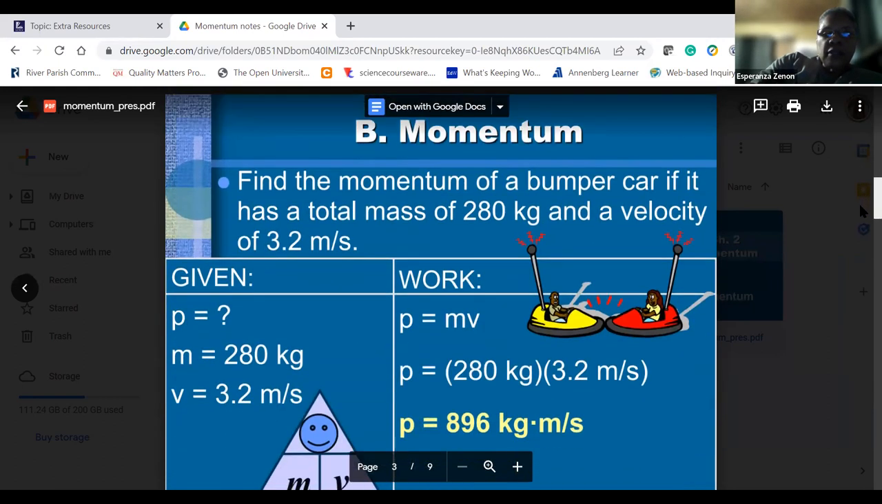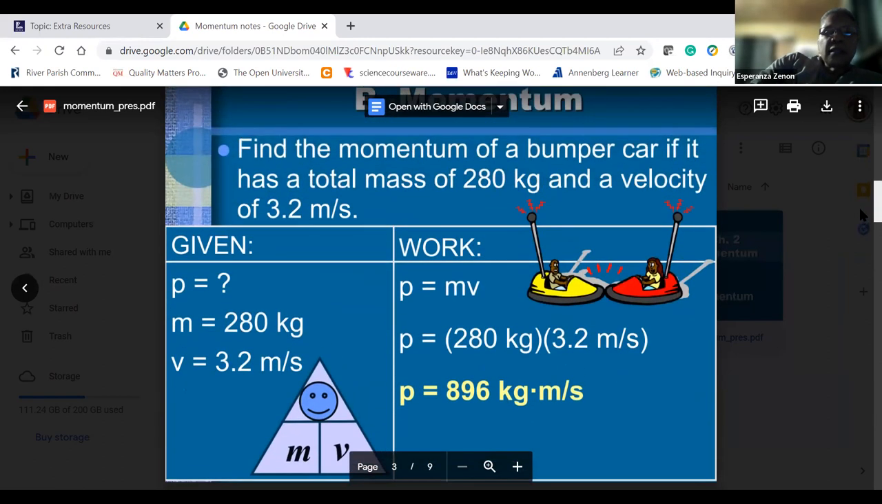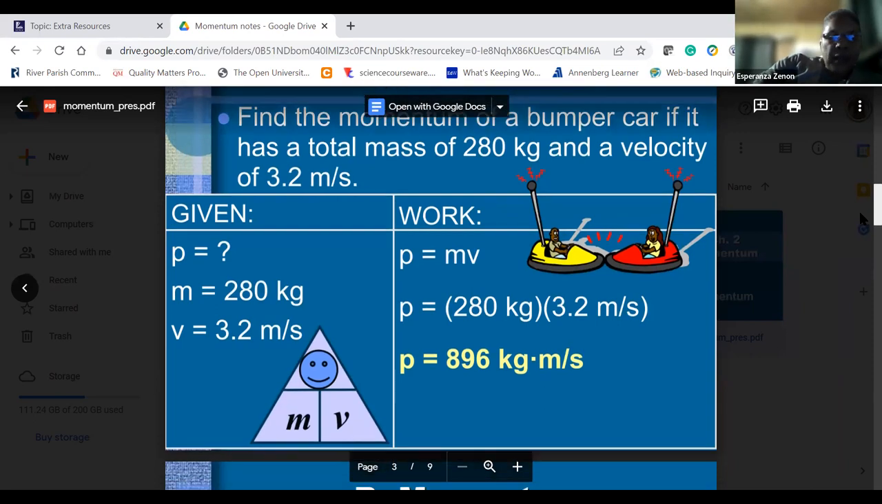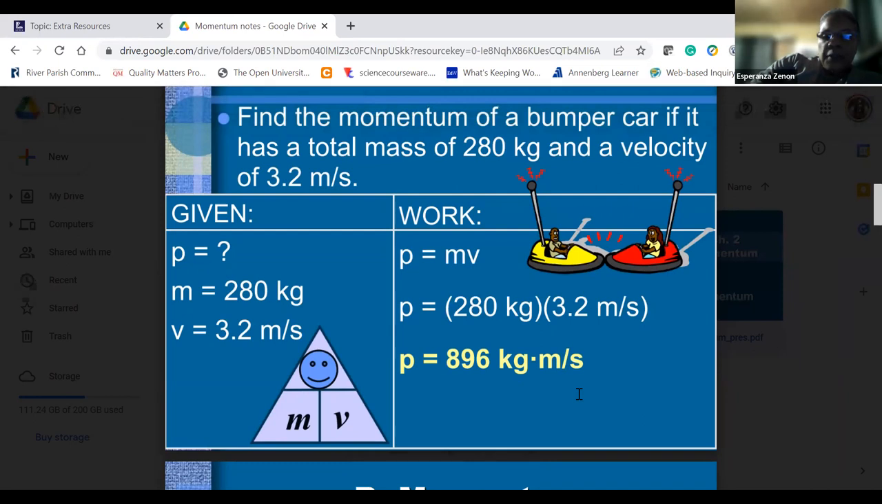So let's take a look at using a formula. It says, find the momentum of a bumper car if it has a total mass of 280 kilograms and a velocity of 3.2 meters per second. So they gave you the mass, they gave you the velocity. If they want the momentum, that's simple enough. You just multiply because they're right next to each other, right? So M times V, 280 kilograms times 3.2 meters per second, 896 kilogram meters per second. So that's a straightforward formula to use.